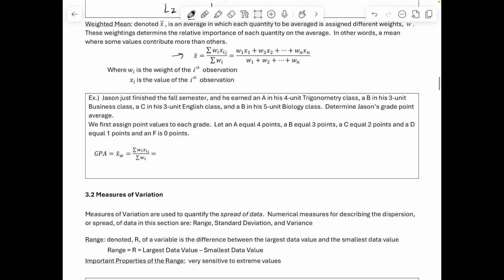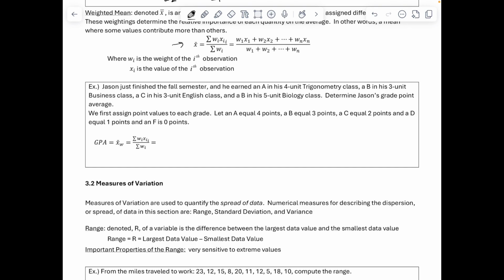We have an example right below that says Jason just finished the fall semester and earned an A in his 4-unit trig class, a B in his 3-unit business class, a C in his 3-unit English class, and a B in his 5-unit biology class. Determine Jason's grade point average. We first assign point values to each grade. Let an A equal 4 points, a B equal 3, a C equal 2, a D equal 1, and an F doesn't count for anything, so it's 0 points.